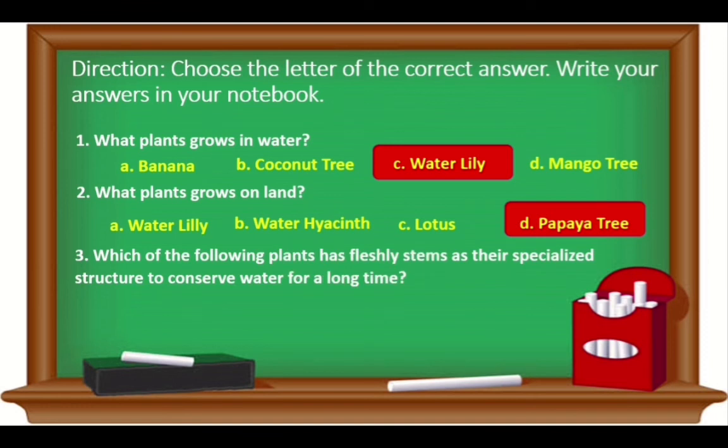Number 3. Which of the following plants has fleshy stems as their specialized structure to conserve water for a long time? A, cactus. B, cogon. C, pineapple. D, strawberry. The correct answer is letter A, cactus. You are correct.